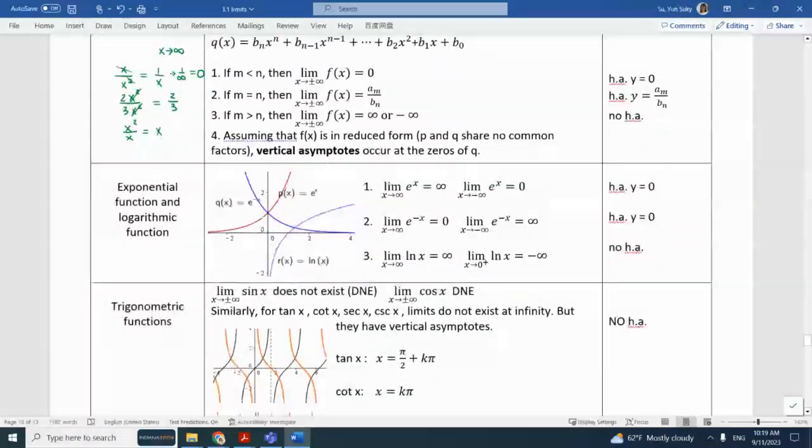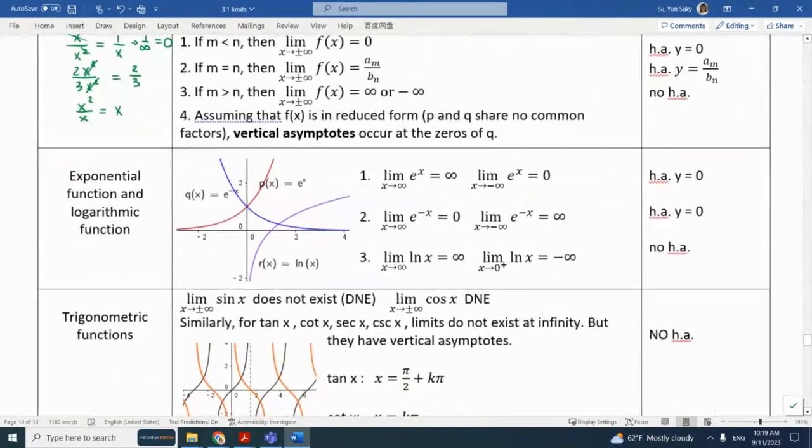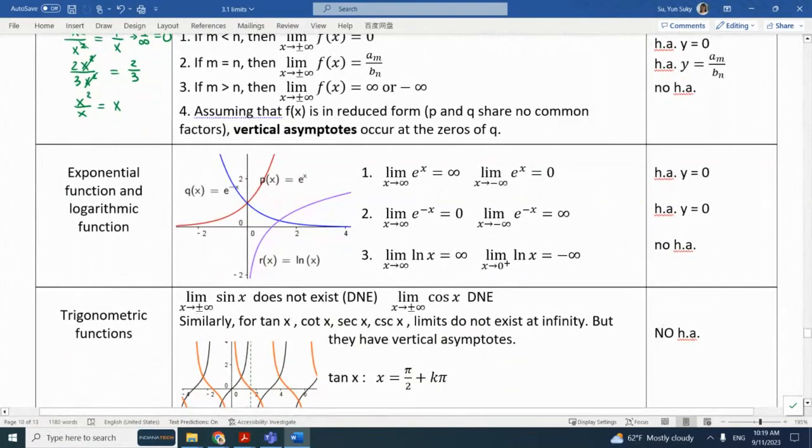Exponential function and logarithmic function. Exponential function, like this. Right, everybody? Do you remember e to the x looks like this? And it passes through (0, 1), right? And the domain is all real numbers. But the range is only positive numbers. e to the x is always positive, right?